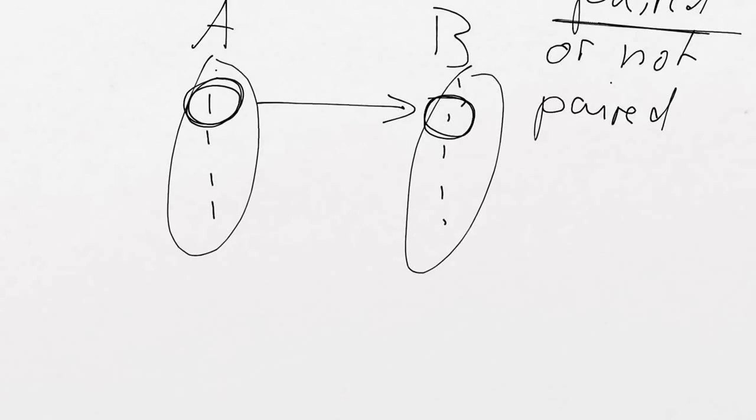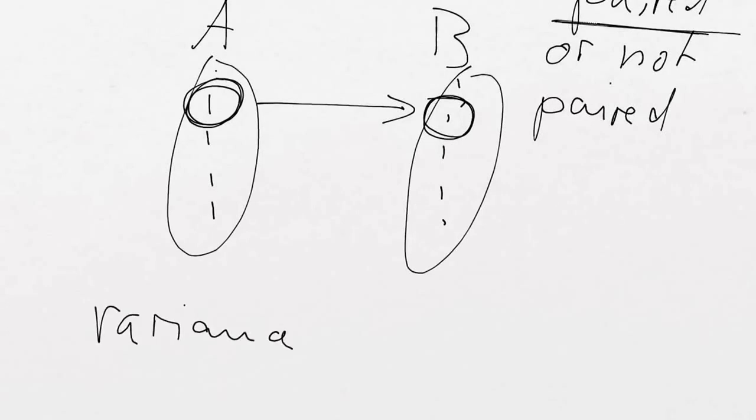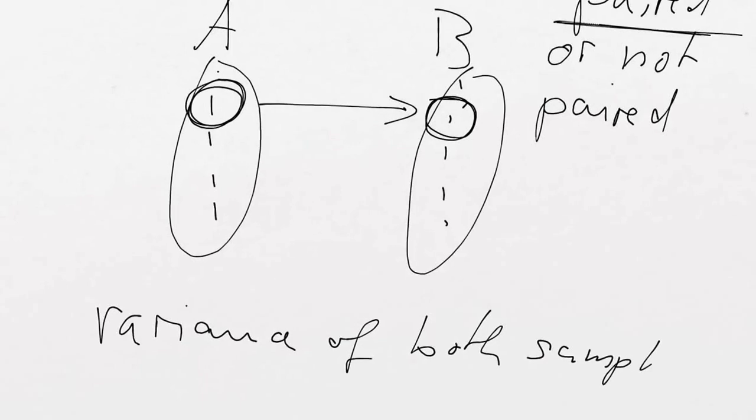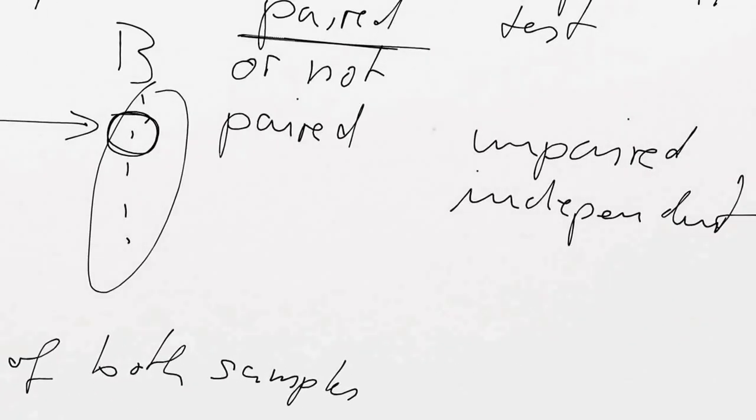Okay, so we have a t-test. We can distinguish between a paired and a non-paired test, or dependent and independent test. And very often you will find that there are different tricks and equations depending on whether the variance of both samples is the same or equal or not.